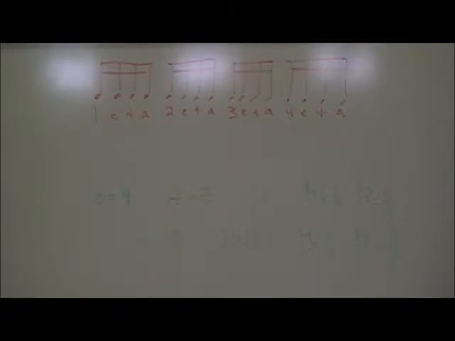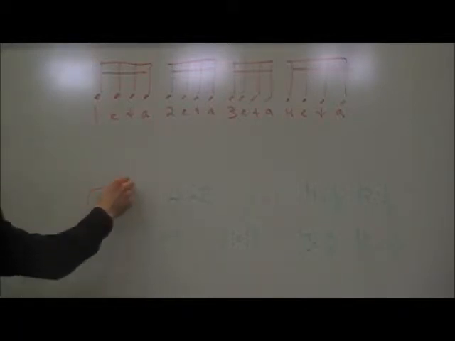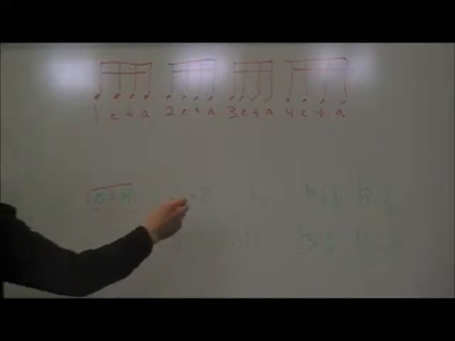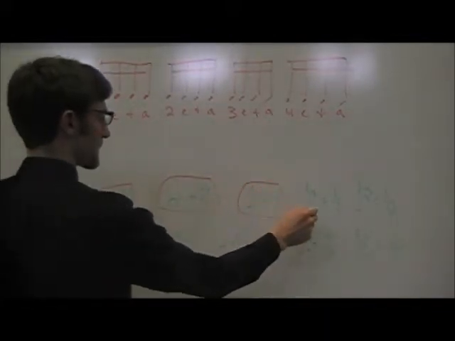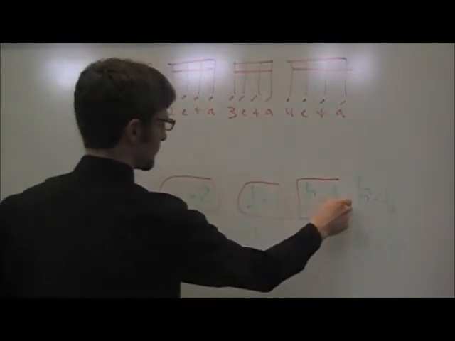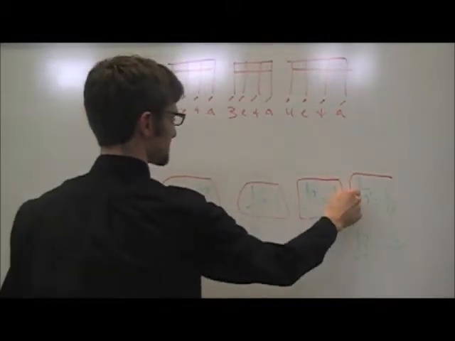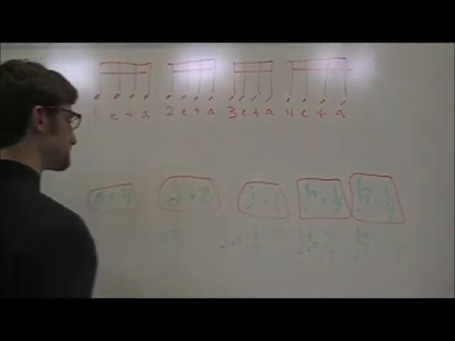Hello, it's Mr. Bonley. I have a counting chart on the board. We're going to go through the note values of various rhythms. You can see that the whole note gets four full beats. The half note gets two beats. Quarter note gets one beat. Eighth note gets half of a beat. And then our 16th note gets a fourth of a beat.